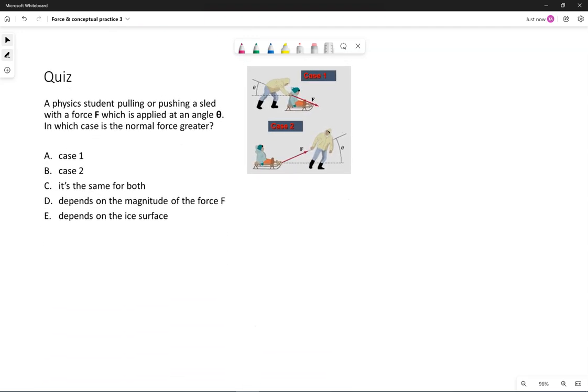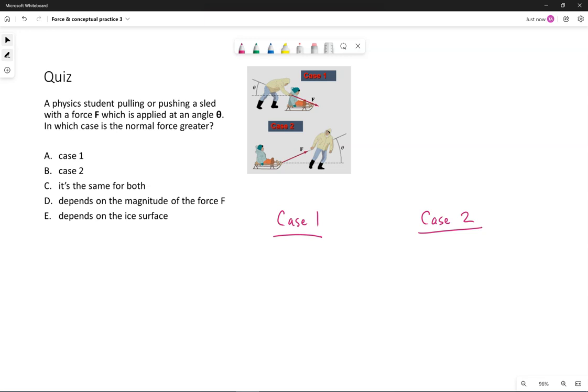Please pause and read through this question. Decide your answer and then check your answer. All right, so we actually have these 2 cases that we're looking at. The question overall wants us to know which one has a greater normal force.